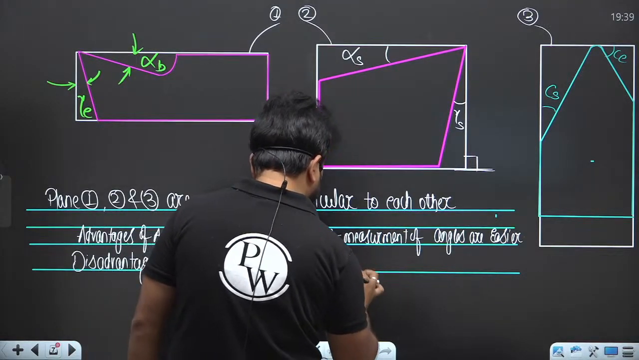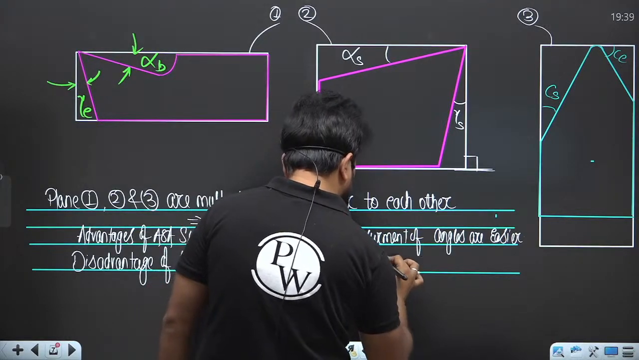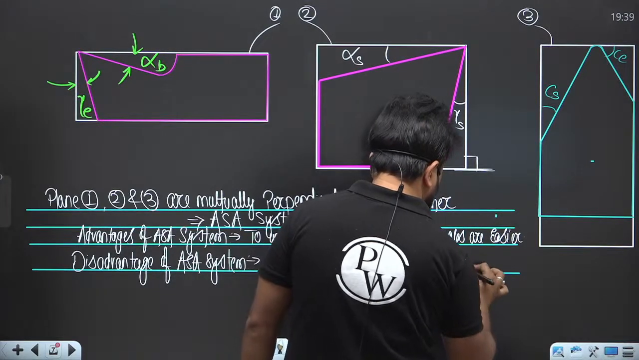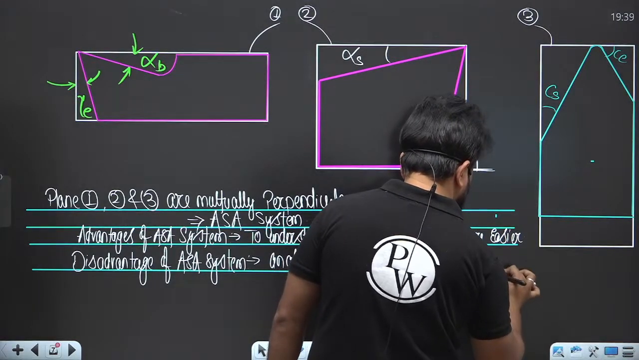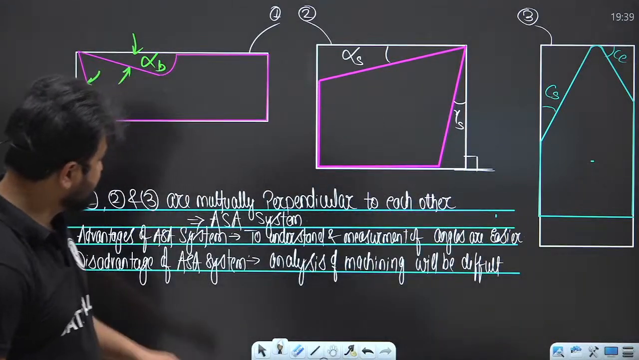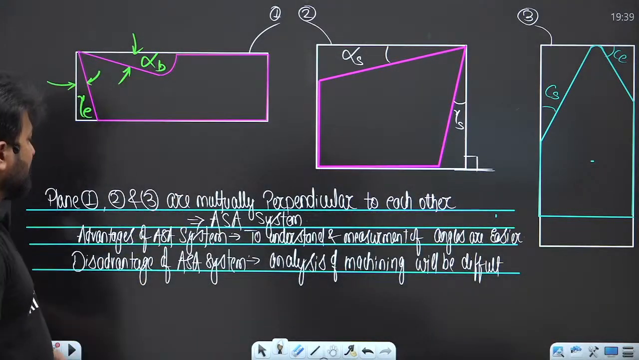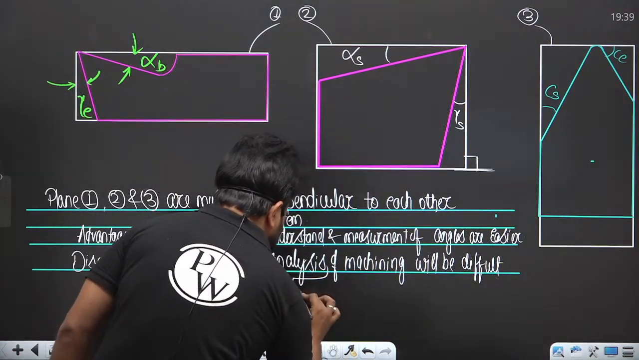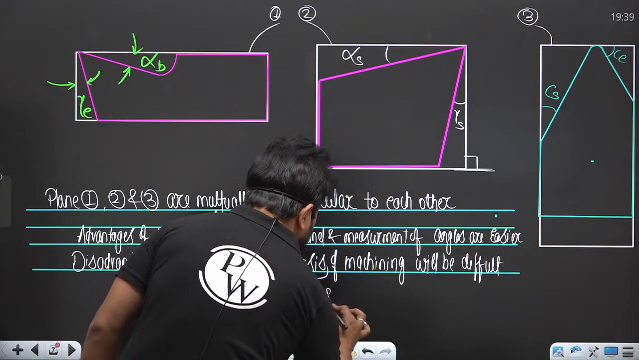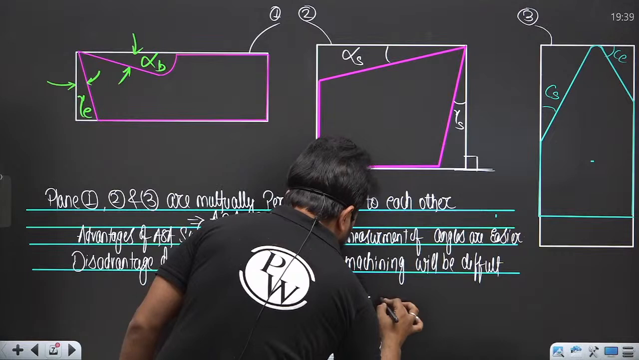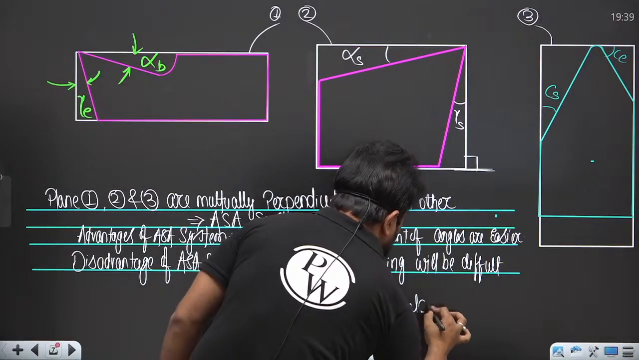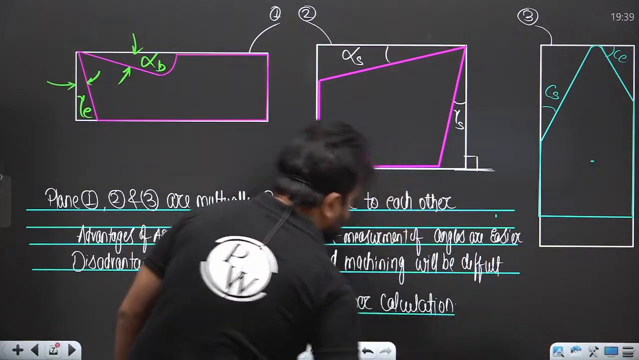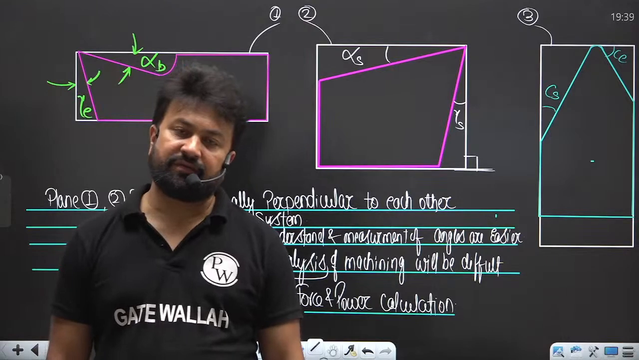Analysis of the machine will be difficult. This is the problem, I hope you understand. Now the meaning of analysis is force and power calculation, right? Force and power calculation become difficult.